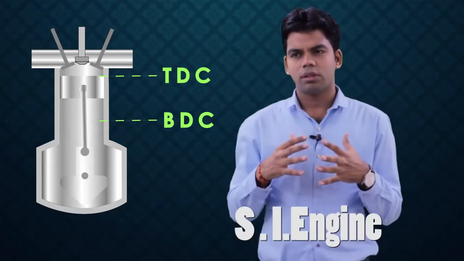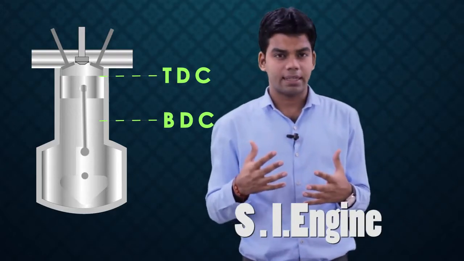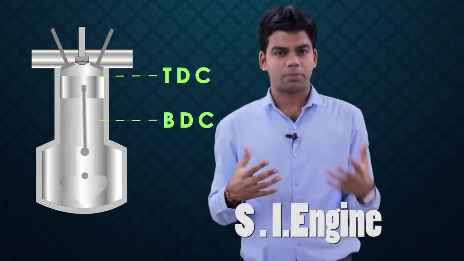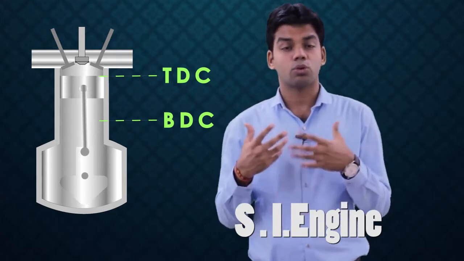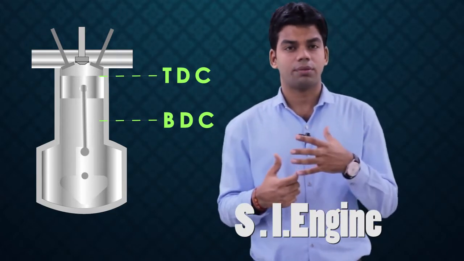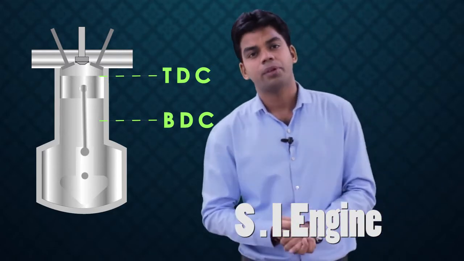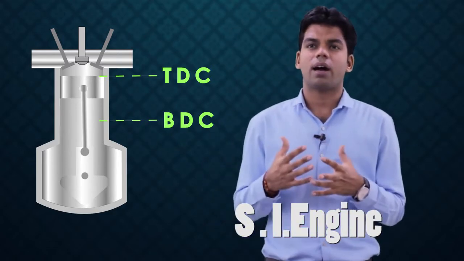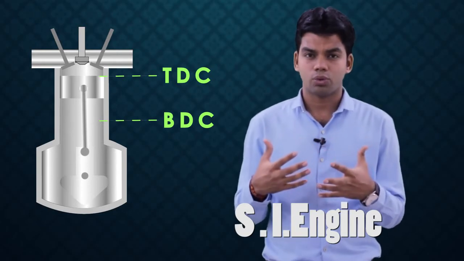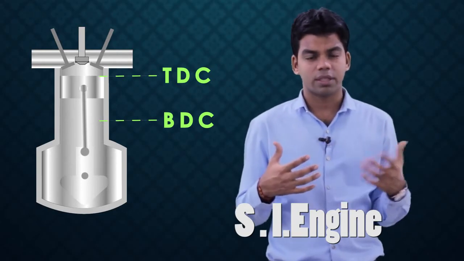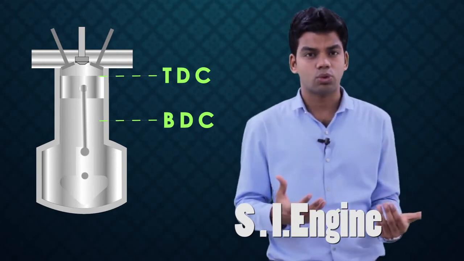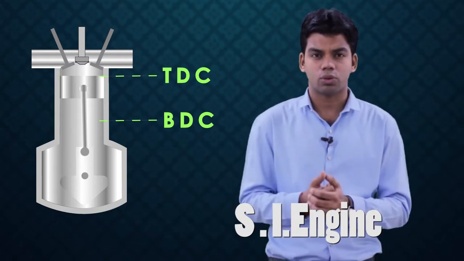Okay, now coming to the working of the 4-stroke SI engine. SI engine is called the spark ignition engine, which is also called the petrol engine, because the fuel used in this SI engine is petrol. Now the very first thing: why are such engines called 4-stroke engines? We have two types of engines, one is the 4-stroke engine and the second is the 2-stroke engine. So what are the 4-stroke and 2-stroke engines?